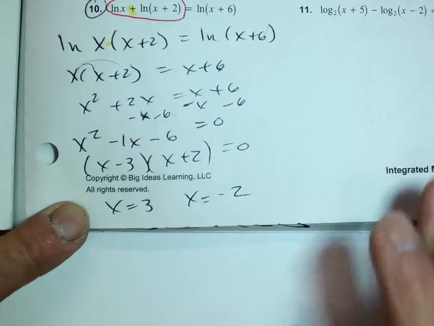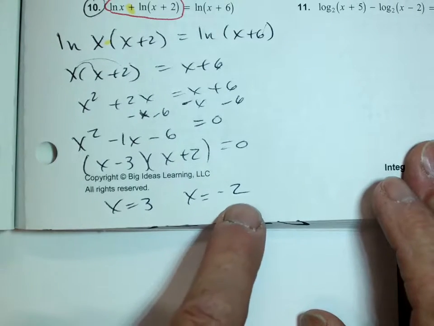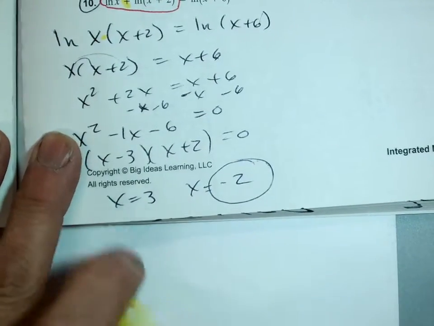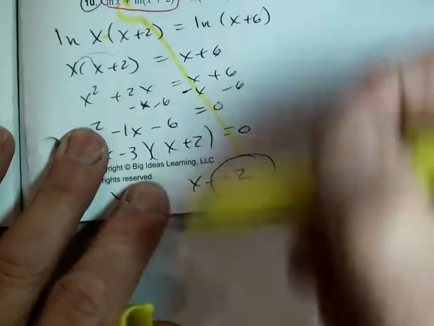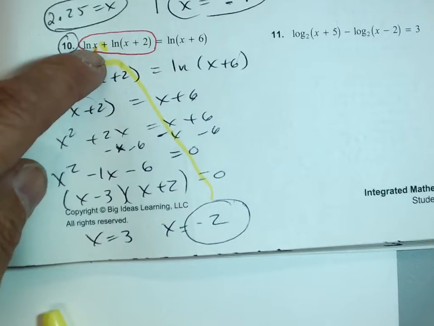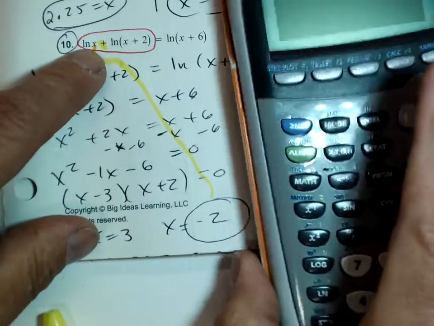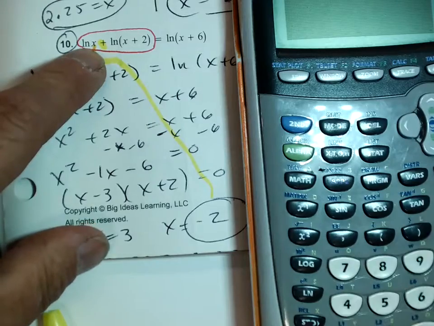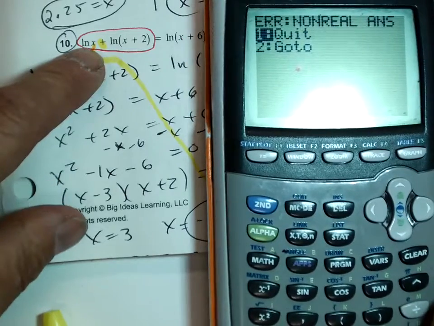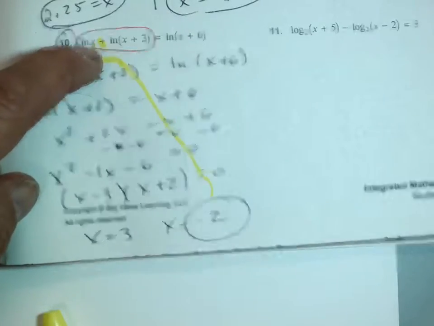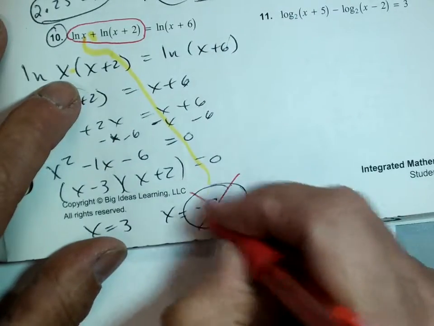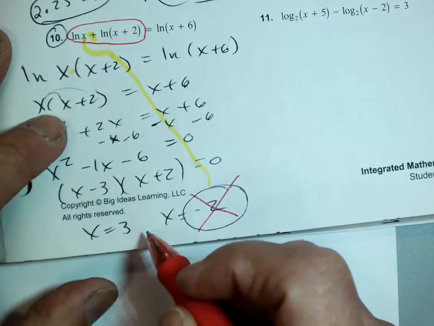Now wait a minute. I think there's a rule that says logs can't be negative. In fact, maybe I can check that out on my calculator. If I take the negative 2 and plug it into the original, I'm going to put the negative 2 right there. I think there's a rule that says logs can't be negative because they're exponents. So let's see, if I go natural log of negative 2, let's see what my calculator says. Oh, error, non-real. So that means if I plug it in and I get a negative log, I have to throw it out. So just x equals 3 is your only answer.